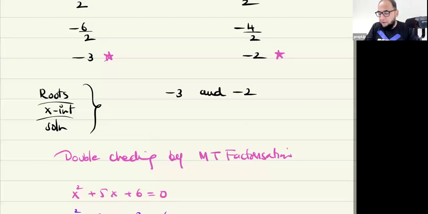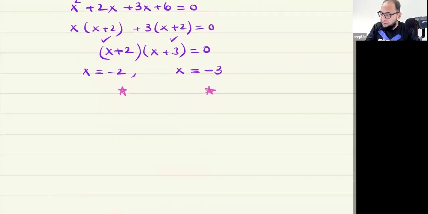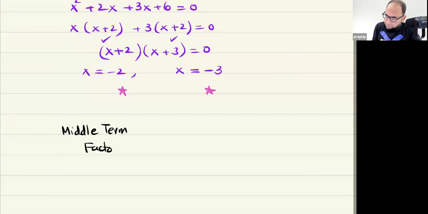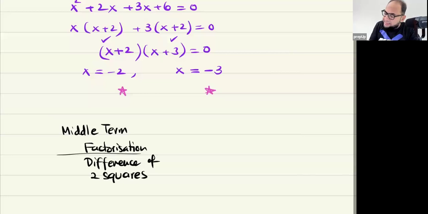So the question is, why do we use the quadratic formula? Now, first of all, let's compare the two. Middle term factorization, or for that matter, even if I talk about difference of two squares, and I'll also do an example of this. This kind of factorization, any kind of factorization, versus the formula, the quadratic formula.